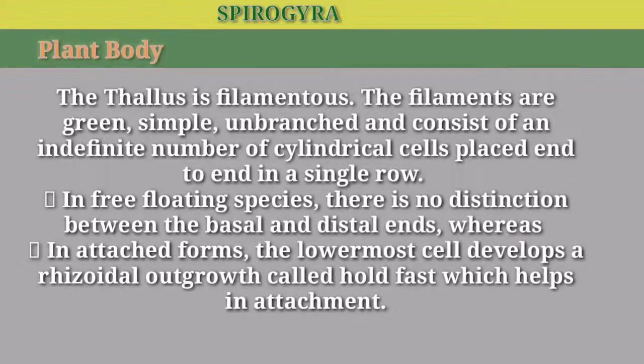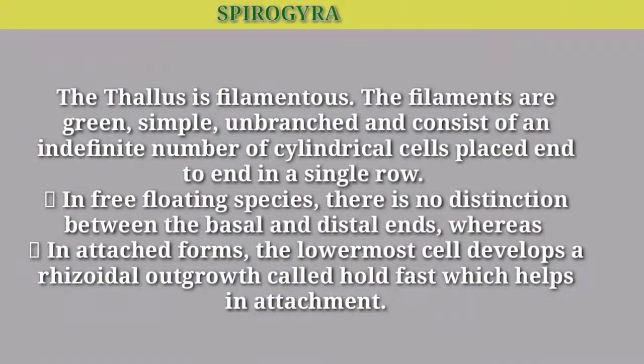Plant body: the thallus is filamentous. The filaments are green, simple, unbranched and consist of an indefinite number of cylindrical cells placed end to end in a single row. In free-floating species, there is no distinction between the basal and distal ends, whereas in attached forms, the lowermost cell develops a rhizoidal outgrowth called holdfast which helps in attachment.